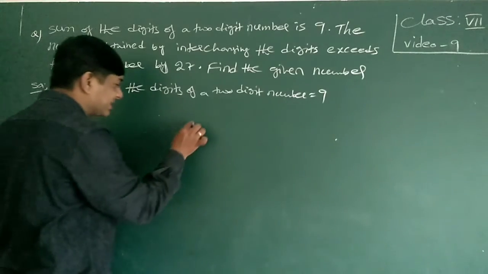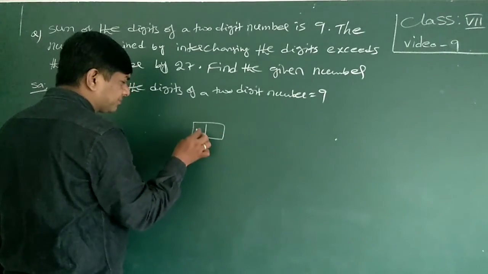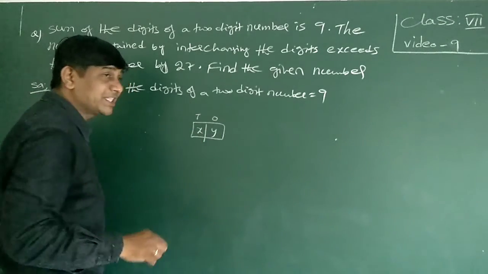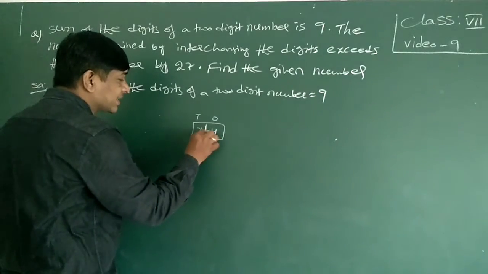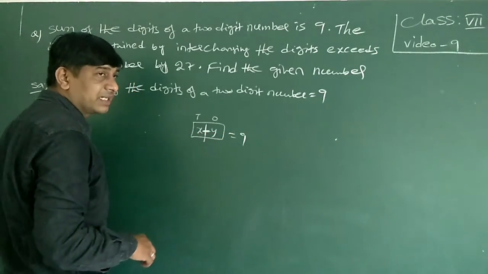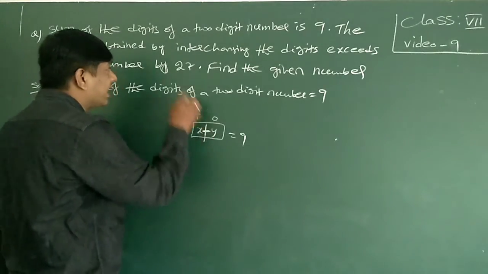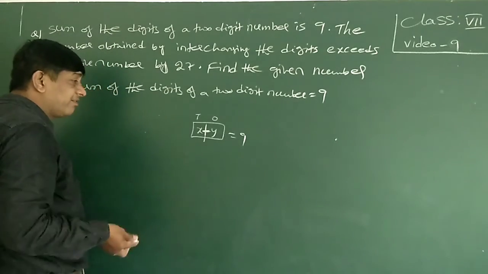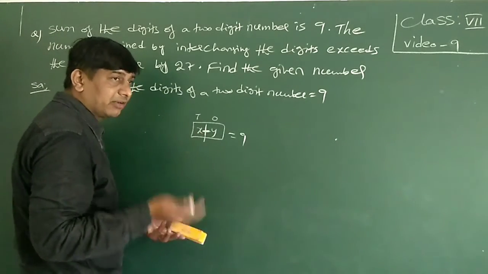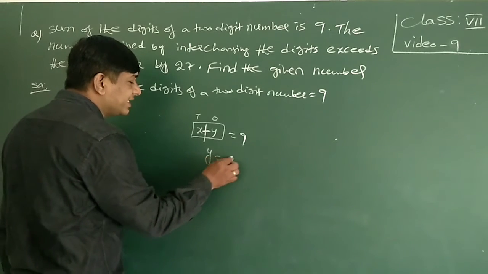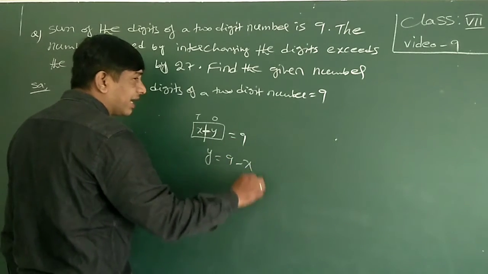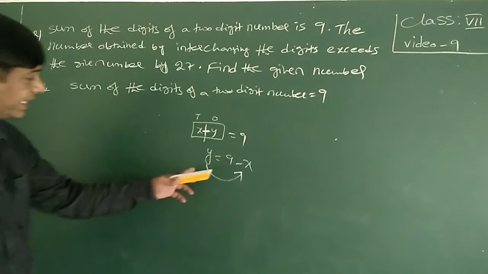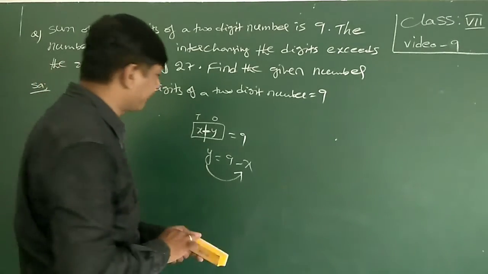Means a 2-digit number is like this: if this is x, this will be y. Means x is in tens place, y is in ones place. If I add x plus y, the result is 9. Now I am solving these problems in simple equation form. In simple equation form, I should not take 2 different variables, only one variable. Then y is equal to 9 minus x, if I transfer x to the other side. I converted y in terms of x.